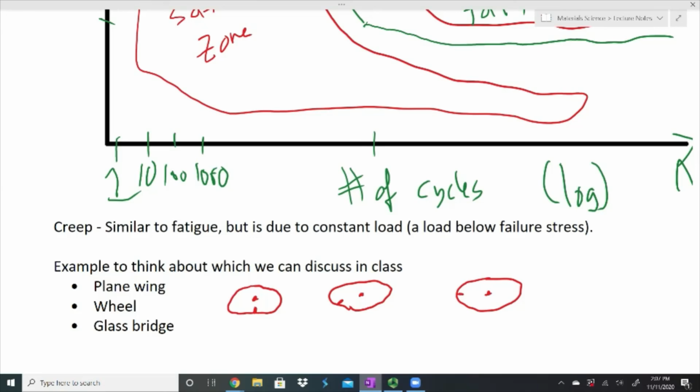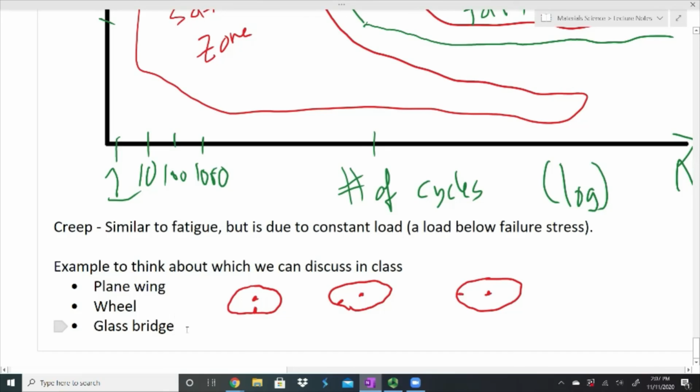But with creep, if my car just sits on the ground and I don't drive it, and it sits there for a year or two or three, my wheel is going to be in a creep type situation.